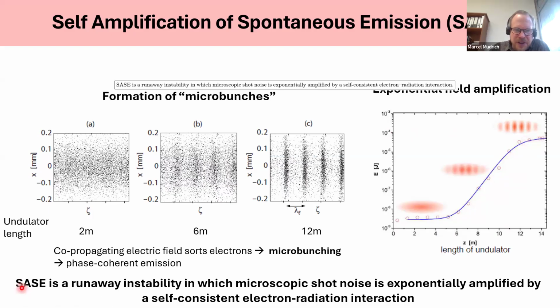So we can formulate a definition: this process of SASE, self-amplification of spontaneous emission, starts from spontaneous emission, which is then amplified in this self-consistent way. It is defined as a runaway instability in which the microscopic shot noise from the initially randomly distributed electrons is exponentially amplified by a self-consistent electron-radiation interaction.